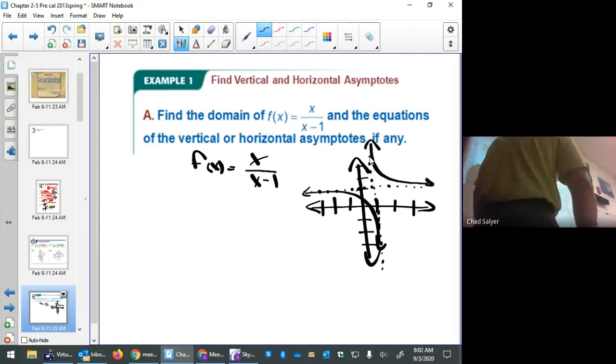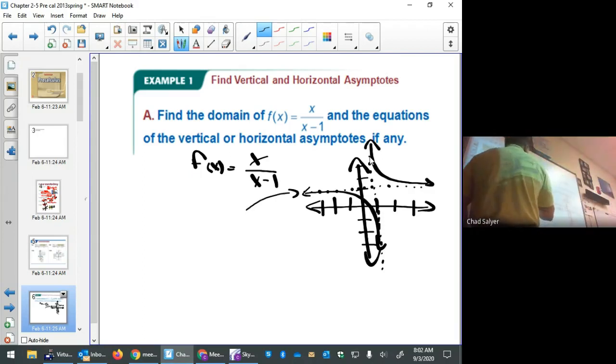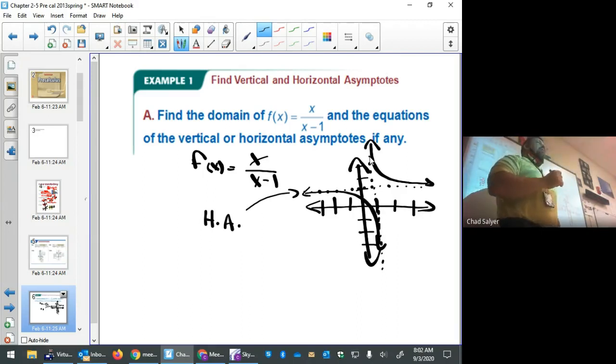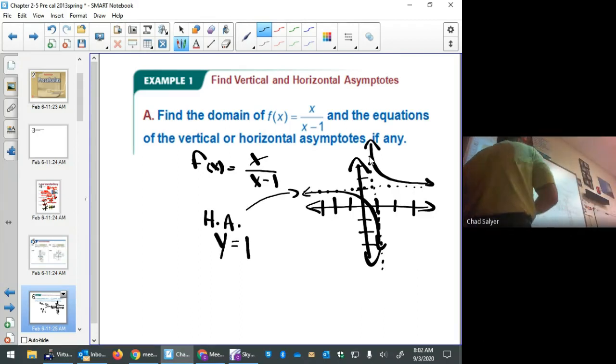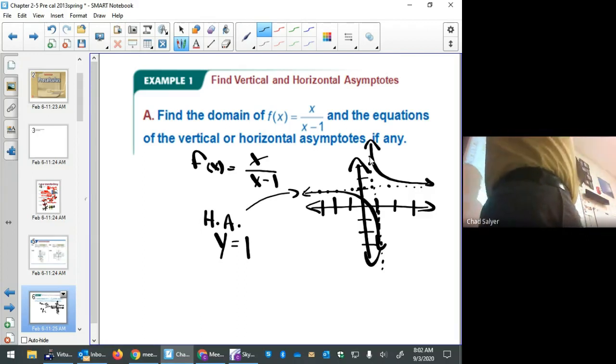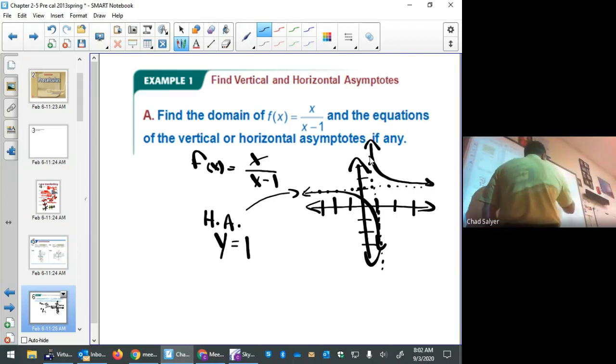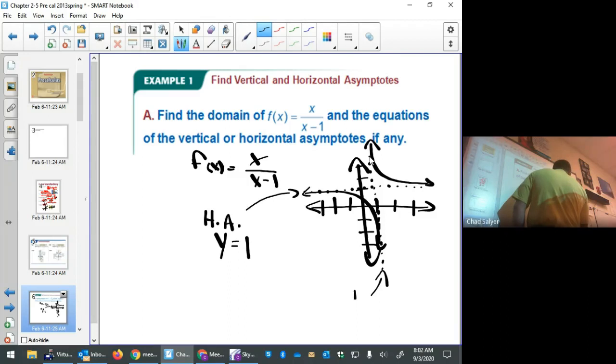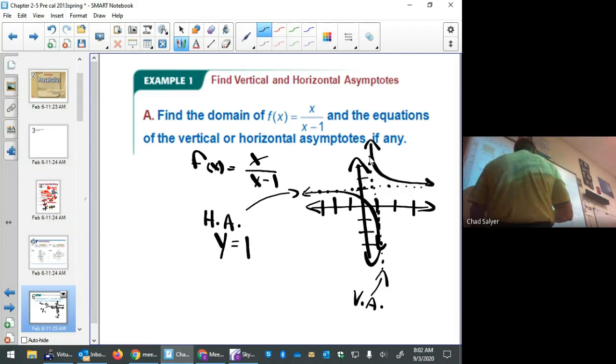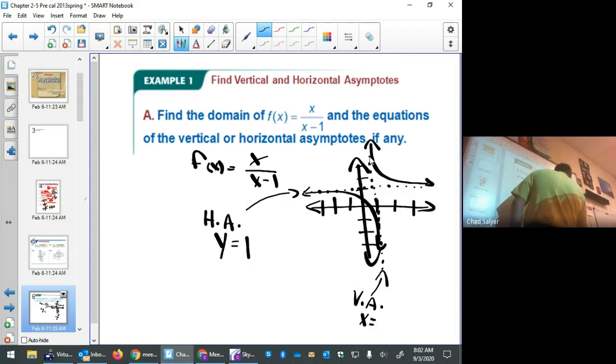So I can see from the graph that it has a horizontal asymptote, which from this point forward I will abbreviate as HA, lest I spend 15 minutes writing it over the course of this lesson, at y equals 1. In other words, a horizontal line it approaches as a limit at y equals 1. And I can tell that just by looking. You should be able to too at this point. And then a vertical asymptote, which I shall abbreviate VA from now on, at x equals positive 1.